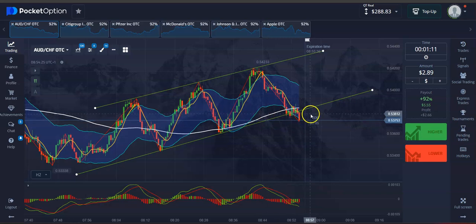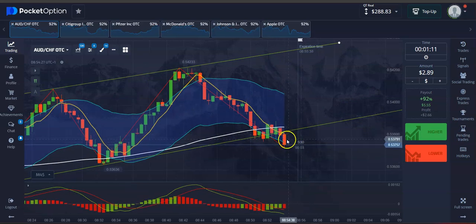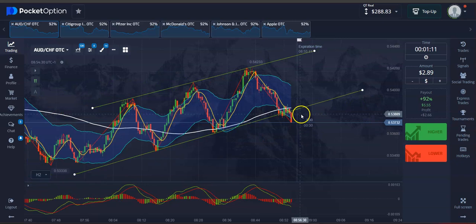Okay, guys. Seems like it's breaking. This is a very bearish candle right there. It's breaking the pattern. So seems like it's going down.